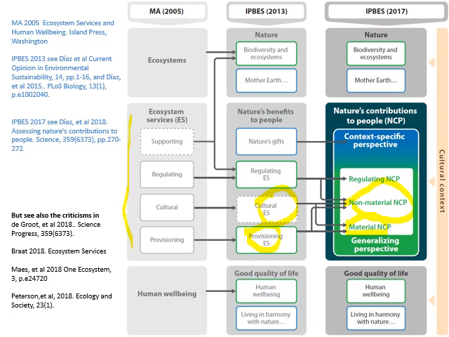So they basically said, here's nature. Nature is biodiversity and ecosystem functioning and all of the supporting services and processes that go along with it. And nature provides these contributions to people, which could be regulating, non-material or material. And then, clearly, this results in good quality of life and increases human well-being. So there's still this idea of a flow from nature through the contributions it provides to people to human well-being. They've just changed the terms.